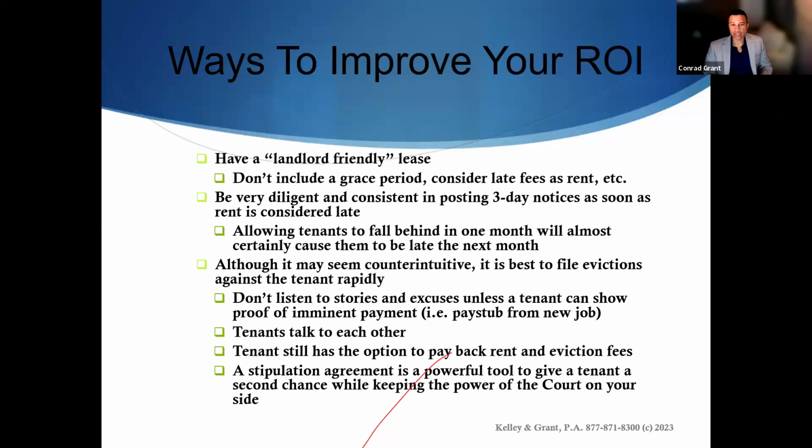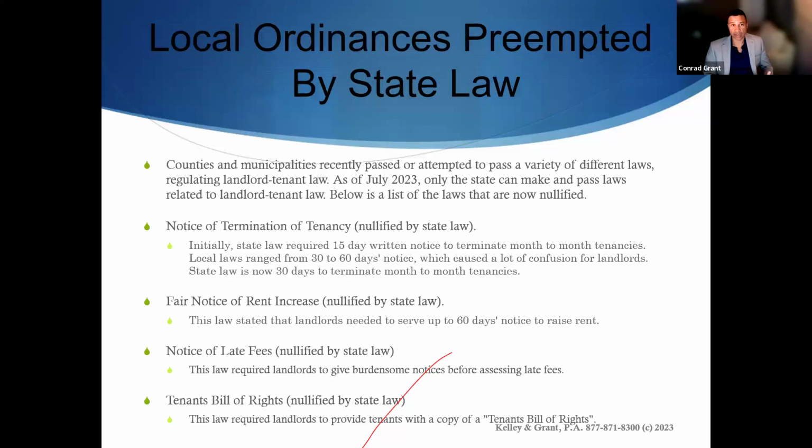Tenant has the option to pay back rent and eviction fees if you use a stipulation like I explained before. That's one good way of not having empty units and working with tenants and protecting your bottom line. Last but not least, the changes. If you're seasoned real estate people or you know landlord-tenant law pretty well, this is what you need to know. This is the update.